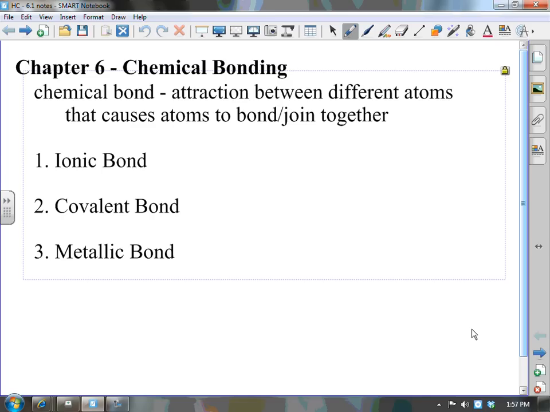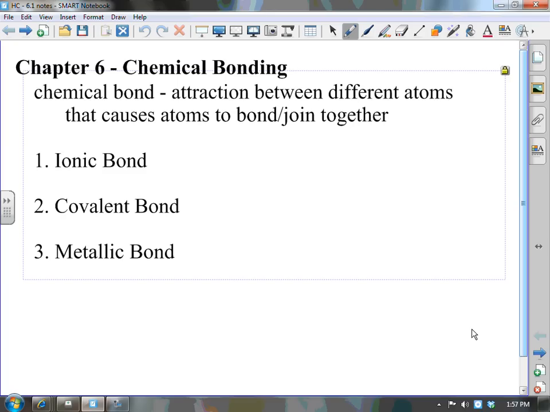So what we're going to do is this first section is just going to give a general overview, and then we go into details with three very specific types. So after this general overview, in section 2, we're going to talk about covalent bonds. In section 3, we're going to talk about ionic bonds. And in section 4, we're going to talk about metallic bonds.